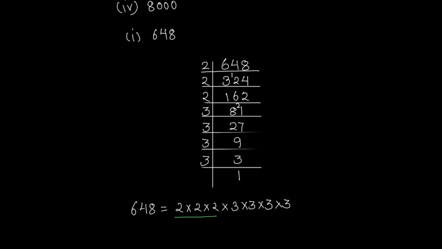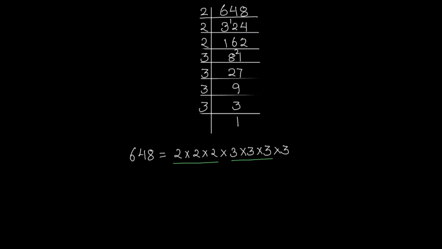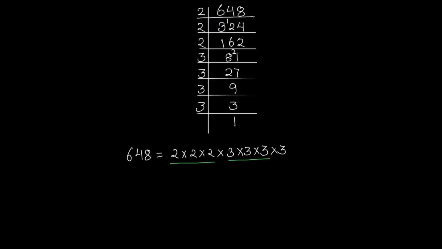That's 2, 2 and 2. This is first group, this is second group. And now the third number is the only number, which is 3. So there's one number which is left without grouping. As we see that after grouping the numbers in terms of triplets, there is one number left, which is 3. So 648 is not a perfect cube.